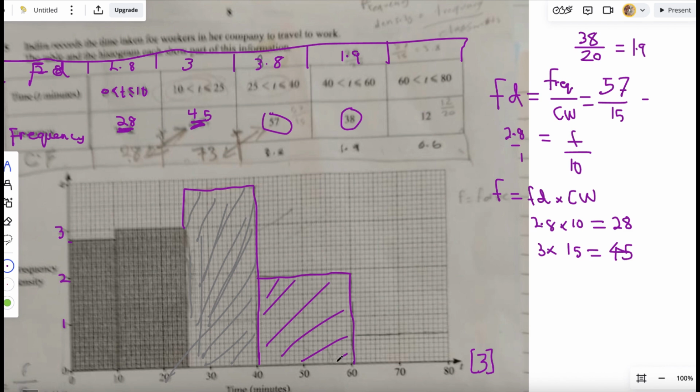Then the last but not the least for this question is to find the frequency density of this one. The frequency density is the frequency, which is 12, divided by the class width, which from 60 to 80 is 20. So 12 divided by 20, it's going to be 0 point something. We get 0.6.